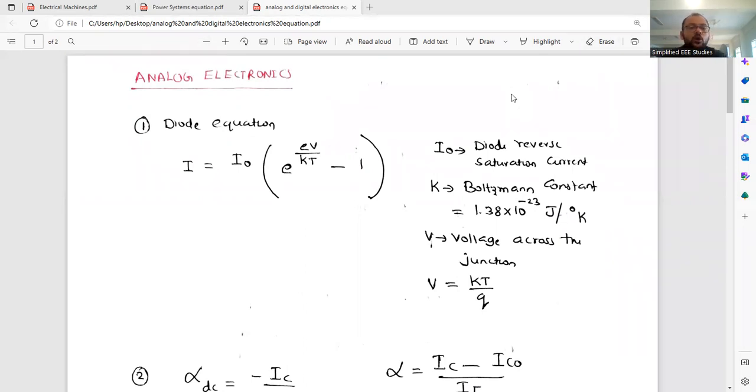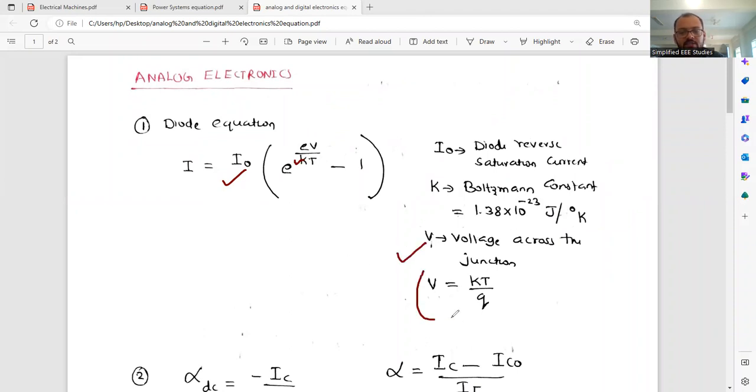So first equation is the Schottky diode equation. That is I is equal to I naught into e to the power eV by kT minus 1. I naught is the diode reverse saturation current. K is known as the Boltzmann constant. It is 1.38 into 10 to the power minus 23 joule per degree Kelvin. And V is the voltage across the junction.